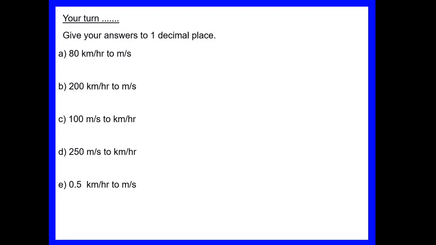Okay, let's have a look at the solutions for those. For our first one, we have 22.2 metres per second, then 55.5 metres per second, 360 kilometres per hour, 900 kilometres per hour, and 8.3 metres per second. Make sure you've checked through those. If you've made any mistakes, just go back and have a look. Use those diagrams to help you with your conversions if you need to.